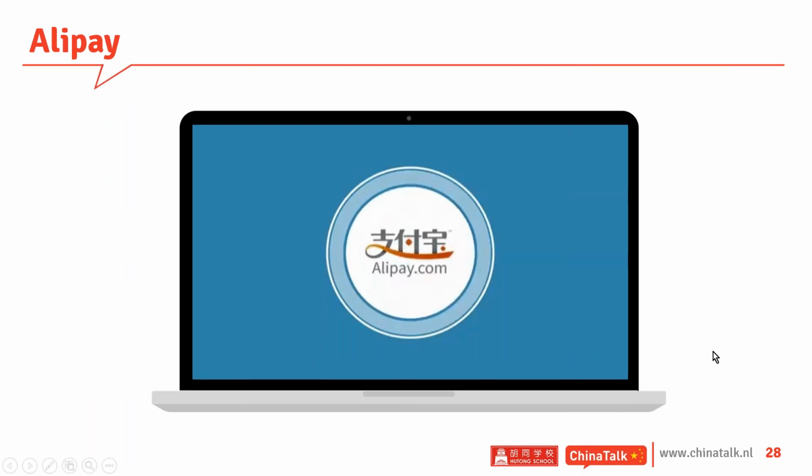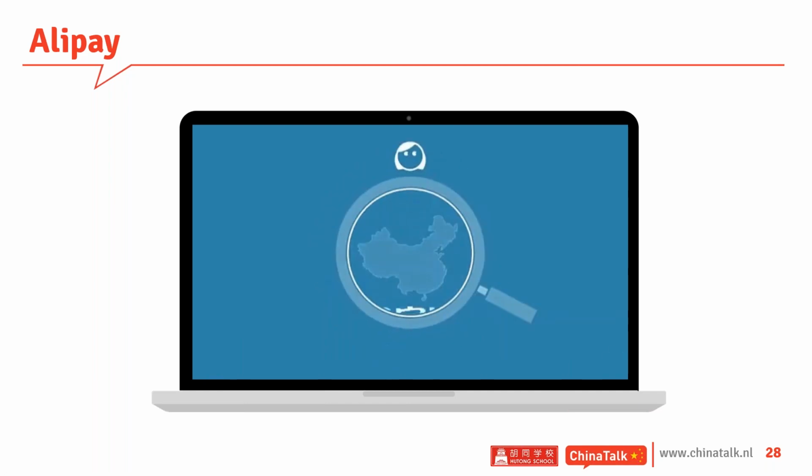Alibaba Group created Alipay in 2004. At the time, we noticed that buyers on Taobao Marketplace were unwilling to make payments before receiving and checking their purchases.